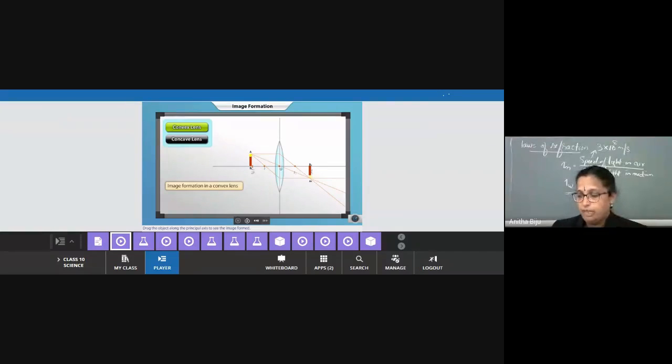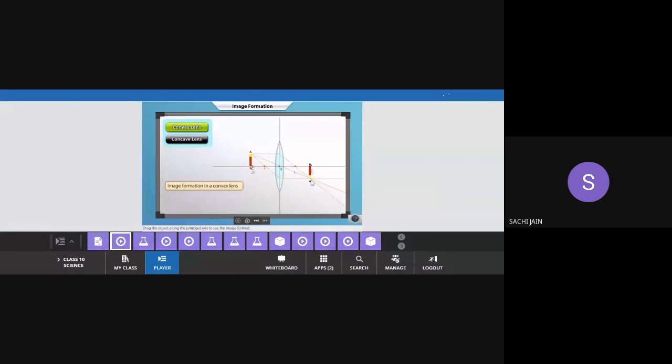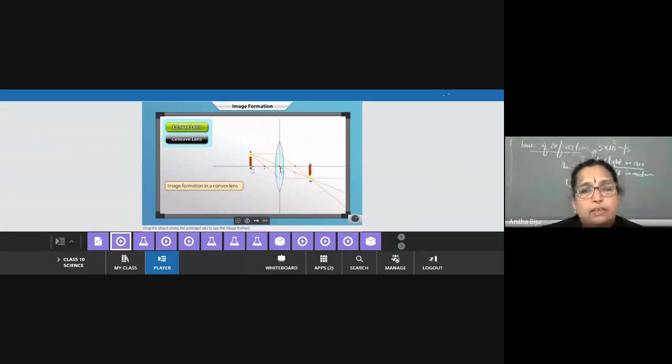Second case, where is the position? Let me clarify that position. The position of the object is at 2F1, correct? At 2F1 simply means at the center of curvature. You can see that the image is formed at the center of curvature on the other side. What about the size? Sachi, what about the size of the image? Same as that of the object. Very good, beta, very good. And what about the nature? Saurav, what about the nature of the image?